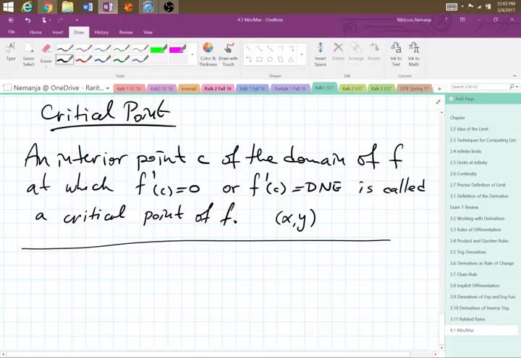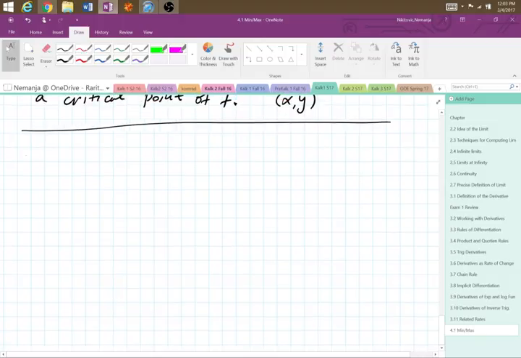So let's take a look at a few of these beautiful examples here. So here's number 26. Locate all critical points, and then we'll figure out what we can do to figure out whether they're min or max.